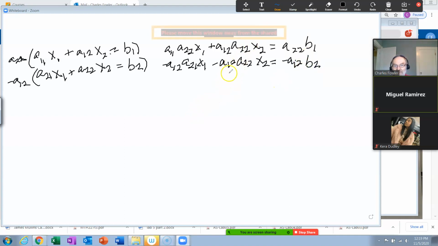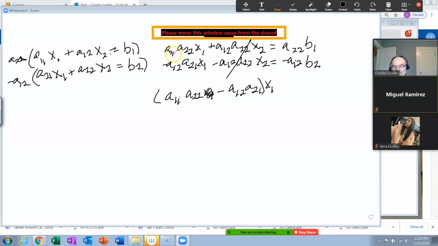Now, what you see happening here, these two are identical. They add to 0, except the opposite signs. So what do we have now? A11 A22 X1 minus A12 A21 X sub 1. I'm sorry, these are both times X sub 1. I'm going to put these in parentheses here to keep me from having to write as much. A11 A22 minus A12 A21, times X1. So just do them like that. And this is equal to, goodness, I got to sneeze, sorry about that.